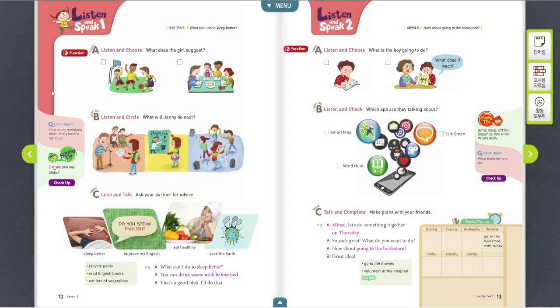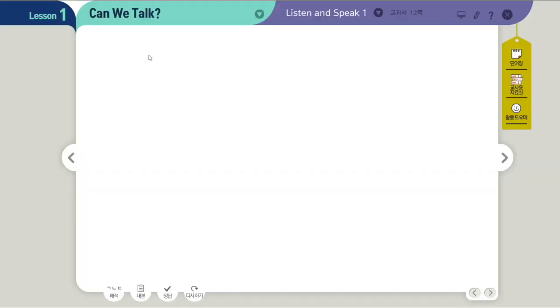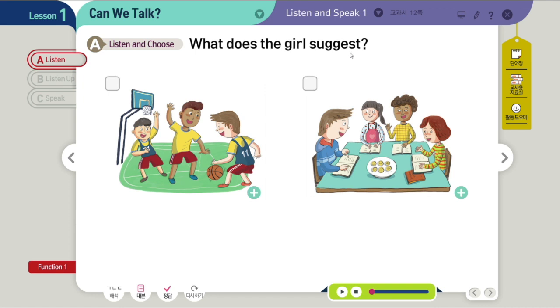All right, with our books open to page 12, we're going to look at part A, listen and choose. What does the girl suggest? There are 2 answers to choose from. Let's hear what she has to say.